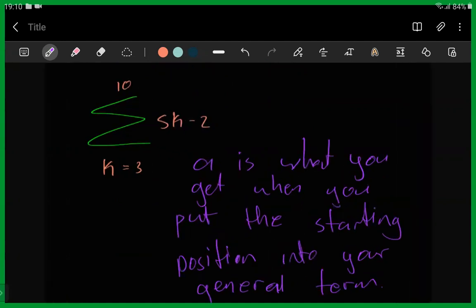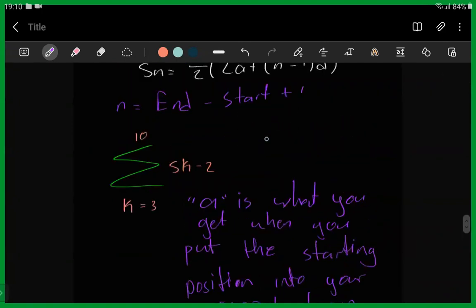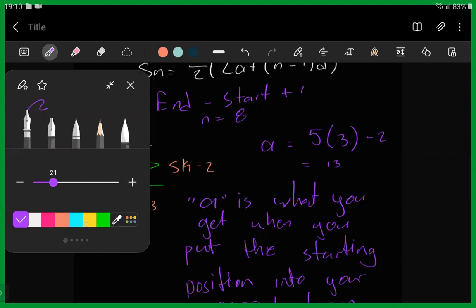You see, that's what A is. So your A value in this situation is just 5 times 3 minus 2, which is equal to... 5 times 3 is like 15 minus 2, that's like 13. And let's actually get a value here. We said N is 8 because 10 minus 3 plus 1 is 8. So we have A and N. Does it make sense so far?